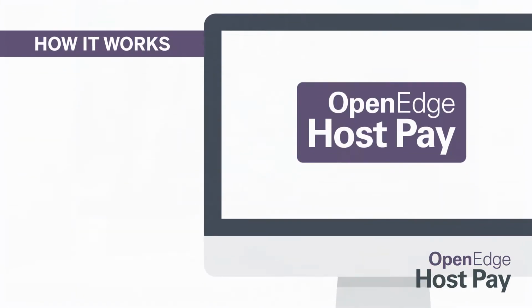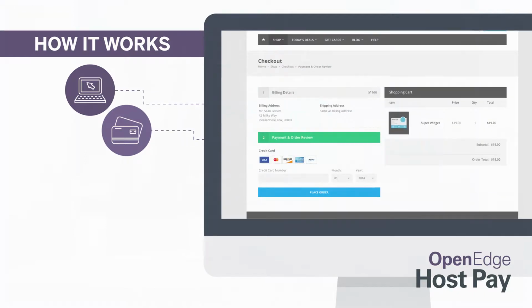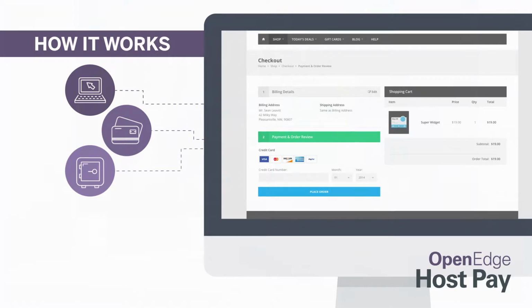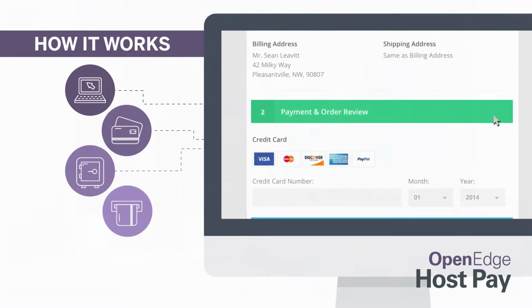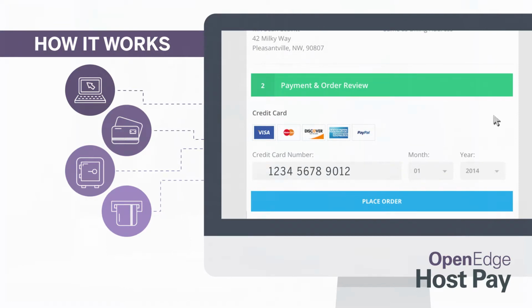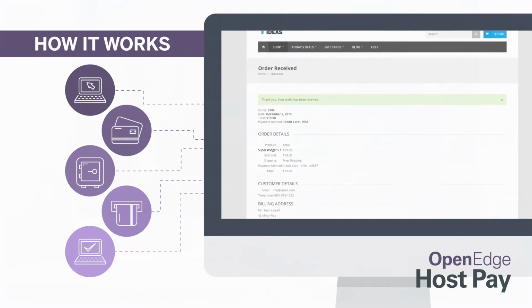The customer or clerk selects goods or services on the e-commerce site or point of sale. Then they select the payment option. The e-commerce site or point of sale embeds OpenEdge's secure payment form for collection of card data. The customer or clerk inputs the card data into the payment form. They receive payment confirmation on the e-commerce site or point of sale.